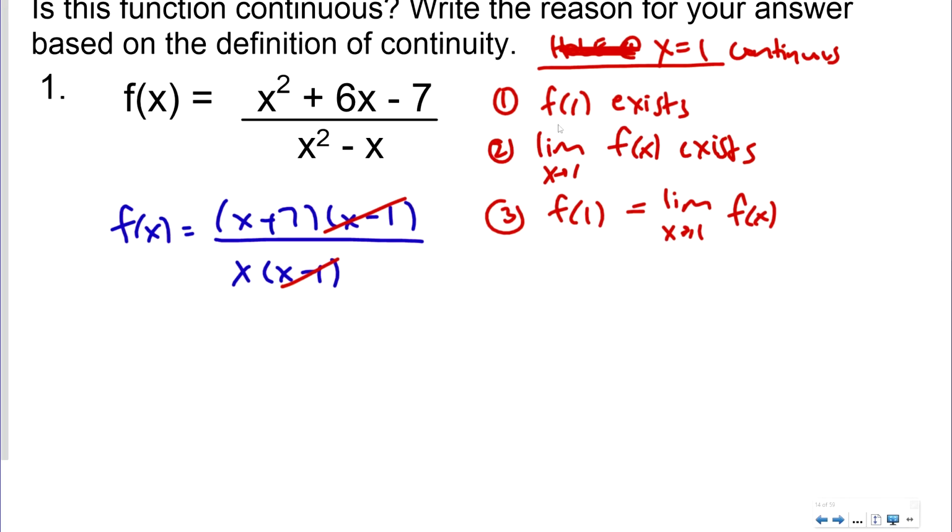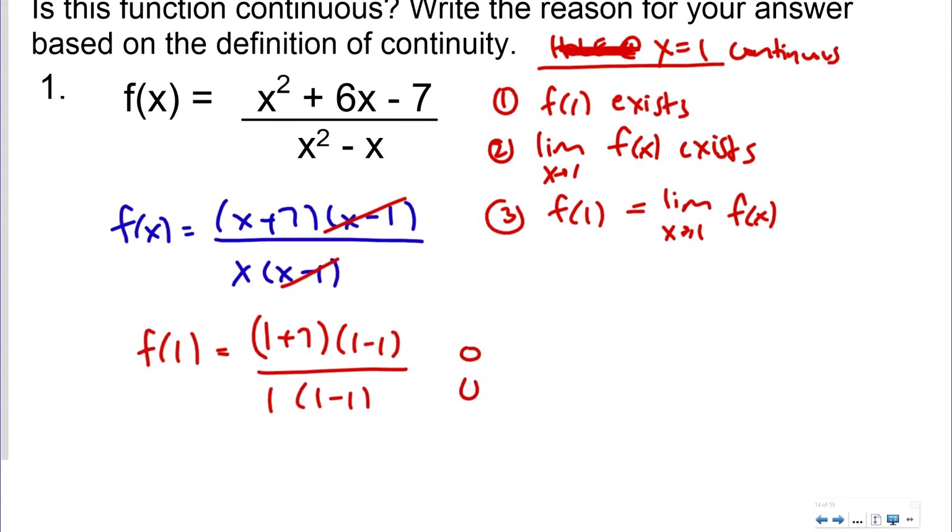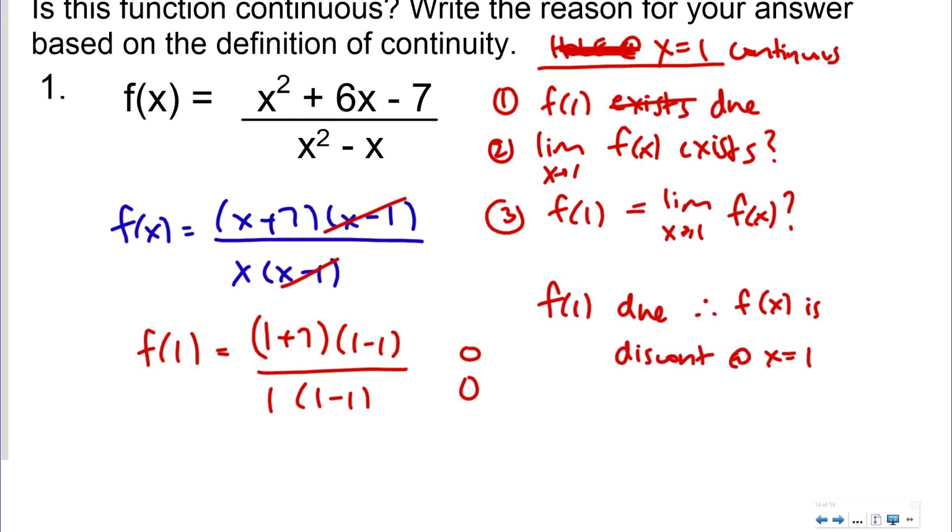Does it exist? Is there a dot at f of 1? So if we plug in 1, what do we get? We get 1 plus 7 times 1 minus 1, over 1 times 1 minus 1. So we get 0 over 0, and that's going to be undefined. So no, f of 1 does not exist. Since f of 1 does not exist, therefore the function is discontinuous at x equals 1. Okay?